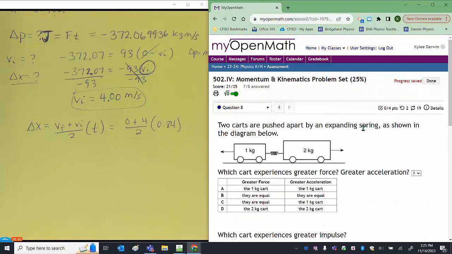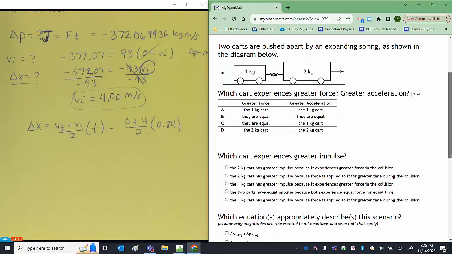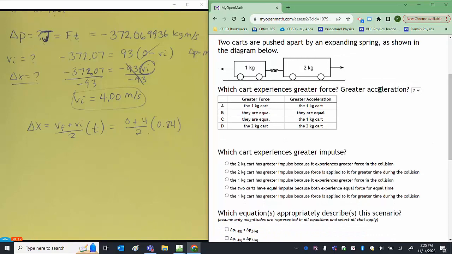Question number 8, and the last question in this assignment says, 2 carts are pushed apart by an expanding spring as shown in the diagram below. Which cart experiences greater force? Which cart experiences greater acceleration? Okay, so forces. This, guys, is a force pair.